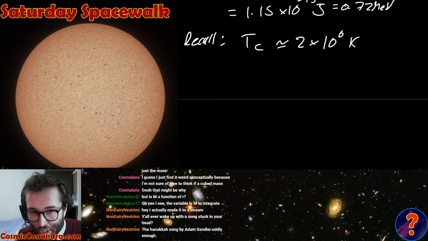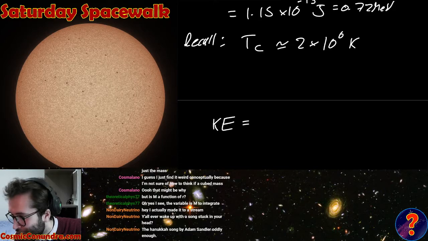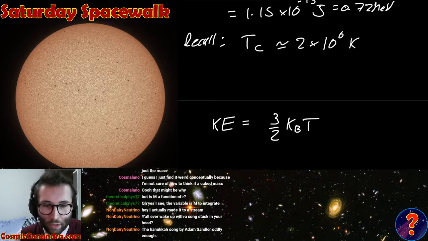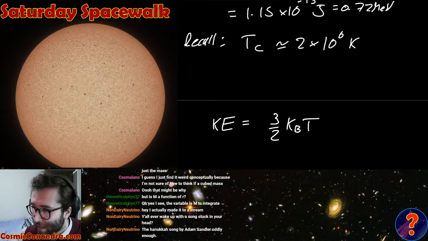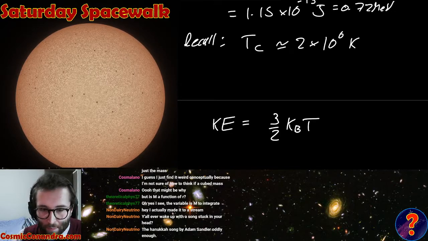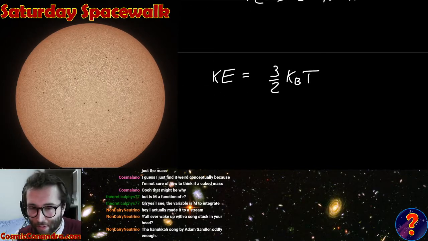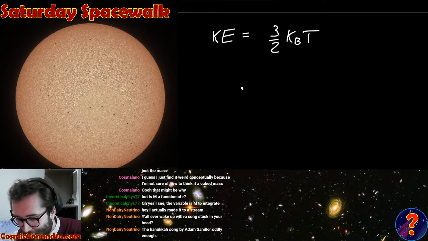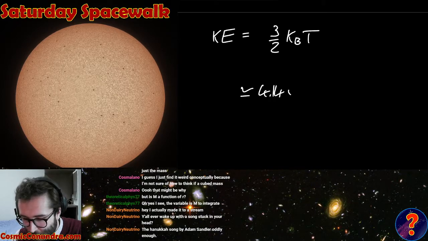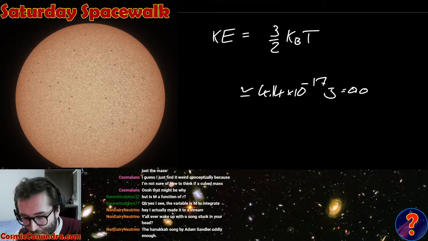So if you have this temperature at the core of the sun, that implies a kinetic energy per nucleus of 3/2 k_B T. If you have an ideal gas of temperature T, then each molecule has kinetic energy 3/2 k_B T. Again, ideal gas is very much an approximation. And if you work that out, that gives a kinetic energy of about 4.14 times 10 to the minus 17 joules, or 0.00026 MeV.